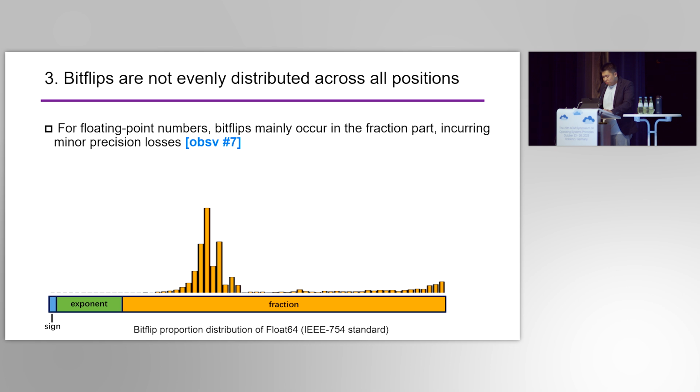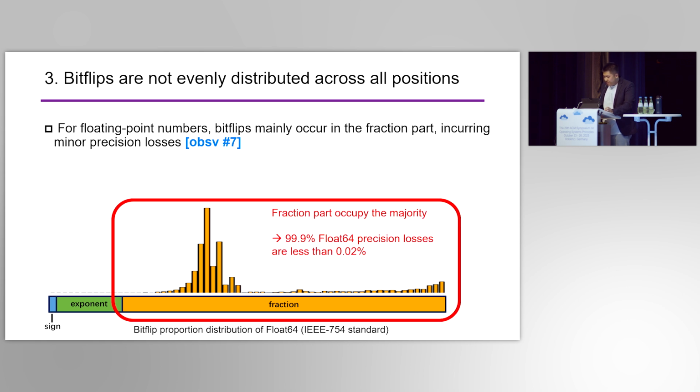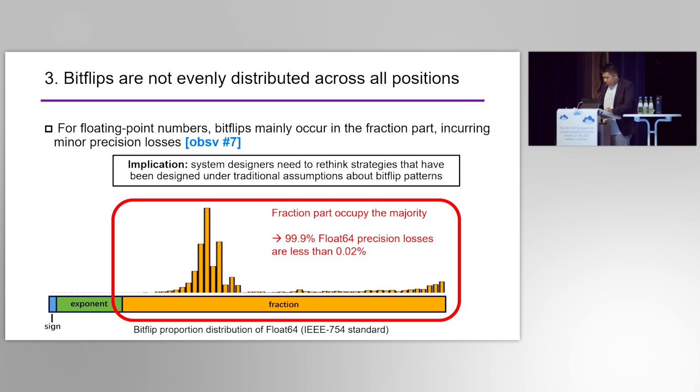Thirdly, we observe bit flips are not evenly distributed across all positions. For floating point numbers, as an example in the figure, bit flips mainly occur in the fraction part. As a result, these errors incur minor precision losses. For example, the majority of precision losses of double precision floating point numbers are less than 0.02%. This observation suggests that system designers need to rethink strategies that have been designed under traditional assumptions about bit flip patterns.